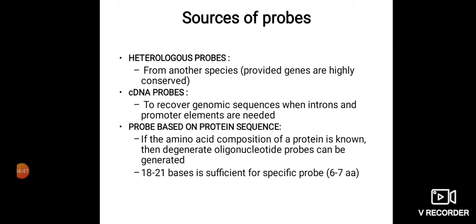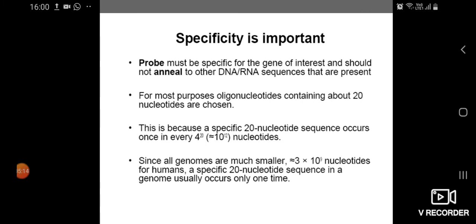So there are even probes based on protein sequences, wherein people use the synthetic oligonucleotide method, using the redundancy of the genetic code to produce the nucleic acid probes. For example, if a sequence of 6 to 7 amino acids in a protein is known, then using the redundancy of the genetic code, we can produce an oligonucleotide of 18 to 21 bases, which is going to have complementarity with the DNA or the gene.